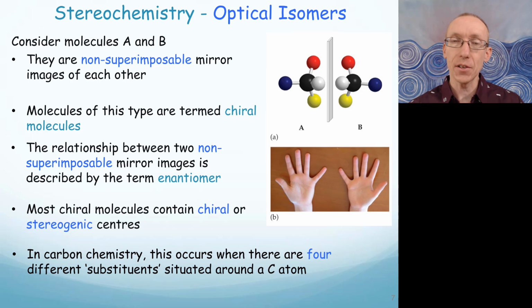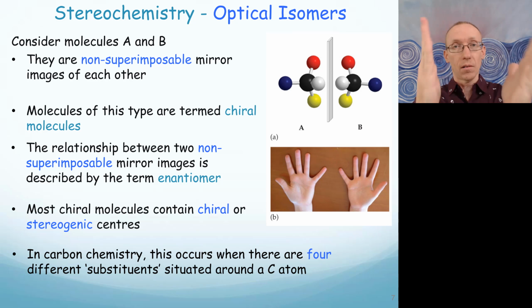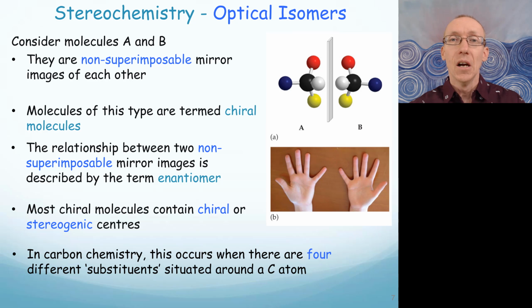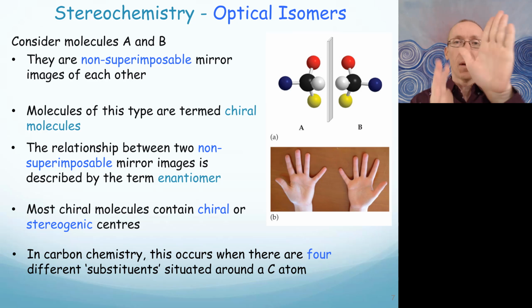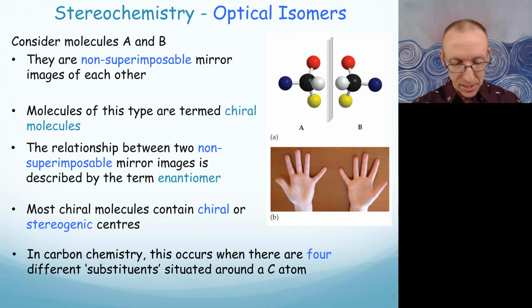So molecules of that type that are non-superposable mirror images, we call them chiral molecules. And more generally, objects that are like this, that are non-superimposable mirror images, are chiral objects. And so your hands are actually chiral objects. The two mirror images of chiral objects, or chiral molecules in the case of chemistry, we call them enantiomers. So one is an enantiomer of the other. So my left hand would be one enantiomer, and my right hand would be the other enantiomer.